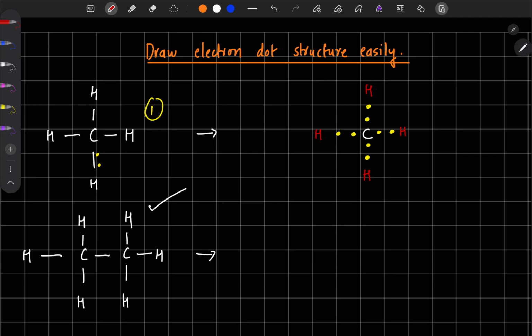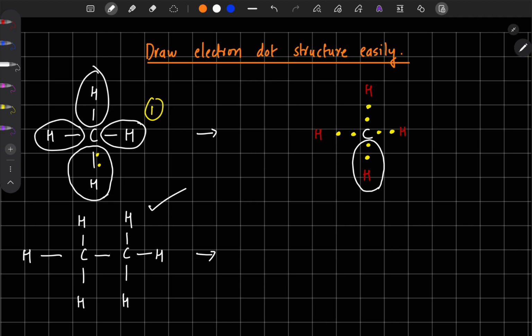Now the important thing is circling the diagram. Look at this hydrogen, it has only one bond, so we need to circle only that particular bond. You need to circle it like this, and that is the orbital of hydrogen. Similarly this hydrogen, so you can circle the individual hydrogens.